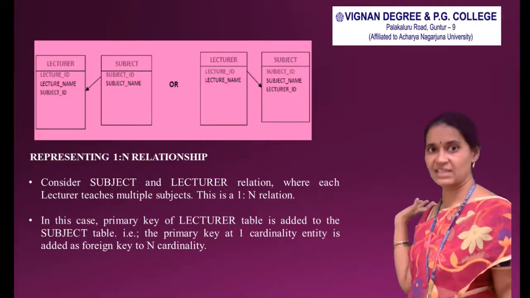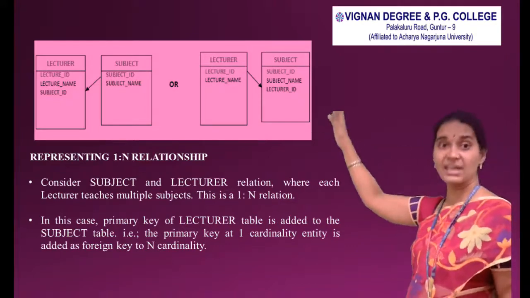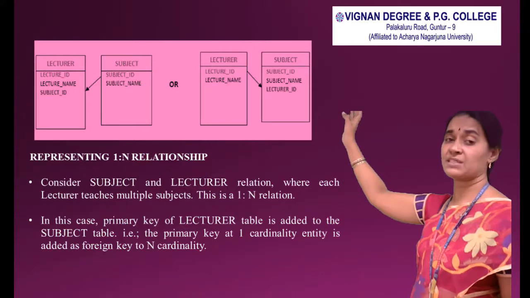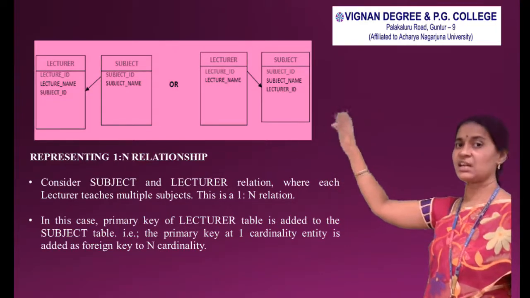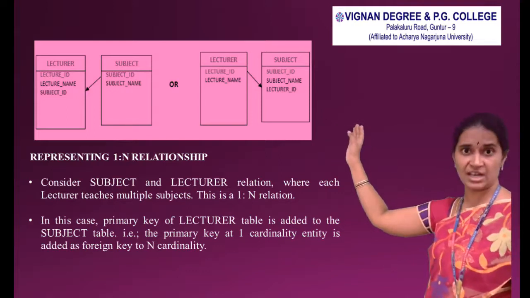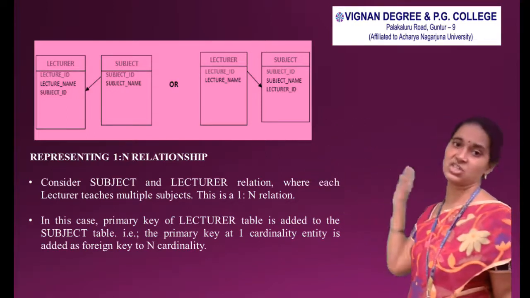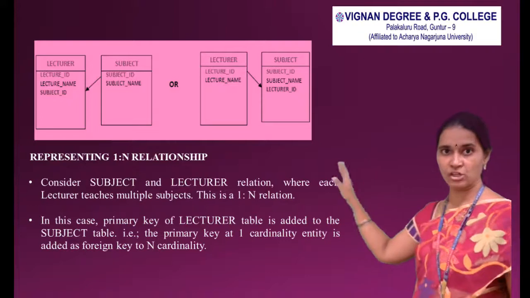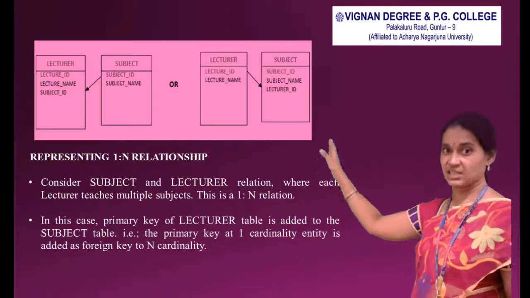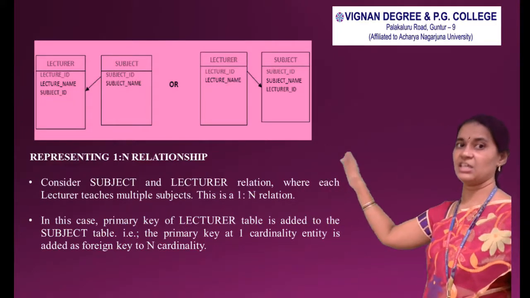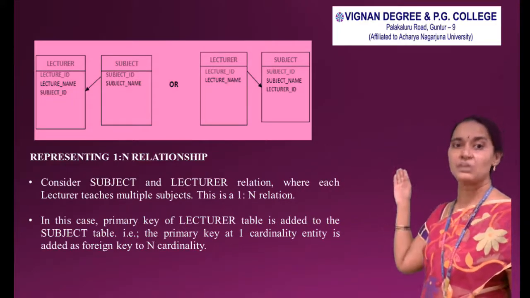Now coming back, the next relationship is the one-to-many relationship. How to represent a one-to-many relationship? Consider subject and lecturer. What is the relationship between subject and lecturer? I consider one lecturer teaches a number of subjects. I am going to consider one lecturer teaching a number of subjects. So in this case, the primary key of the lecturer table is being added into the subject table.